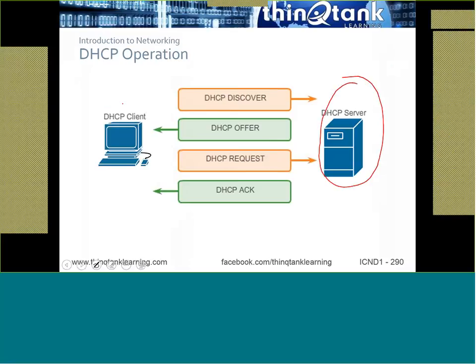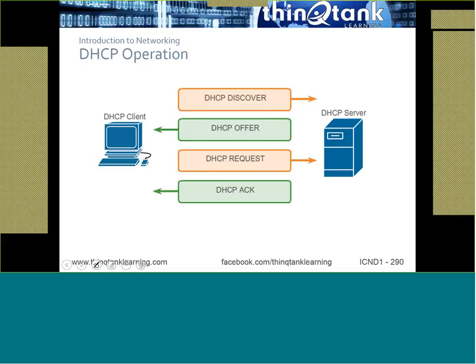Any DHCP server that sees that discover is going to send an offer. The offer is also a broadcast. I can't send the offer to a host because the host doesn't have an address. So the offer is also broadcast-based. What does the offer include? The offer says, hey, this is what I have to offer you. This is the IP address, this is the lease time, this is the mask, this is the gateway.